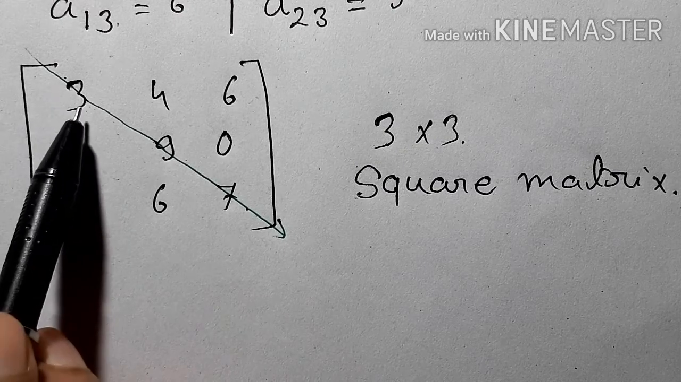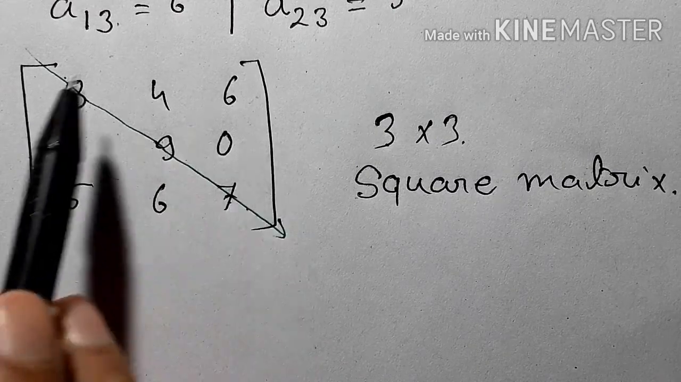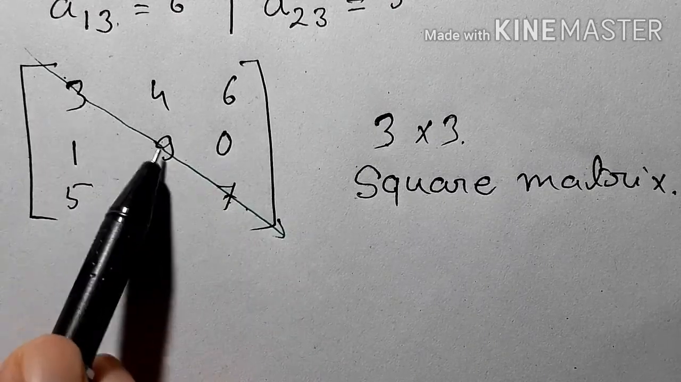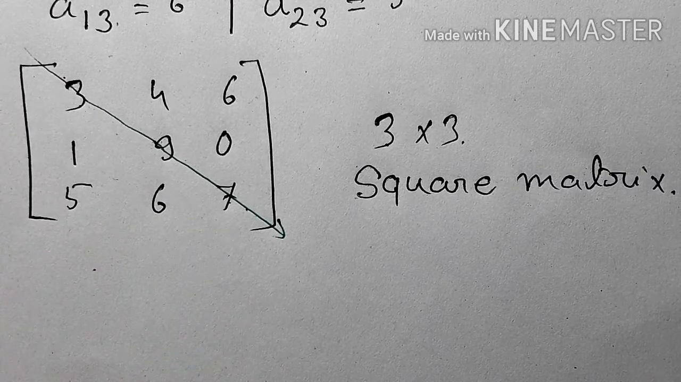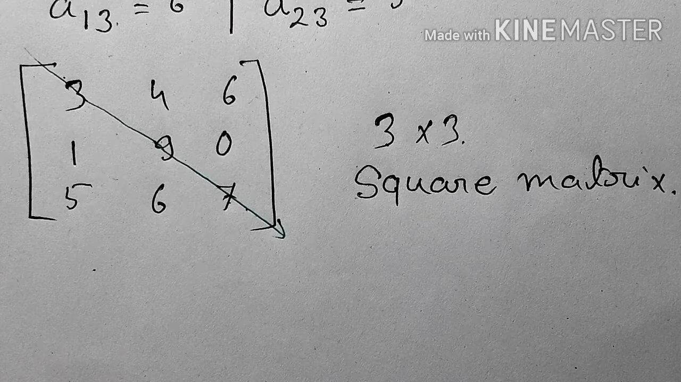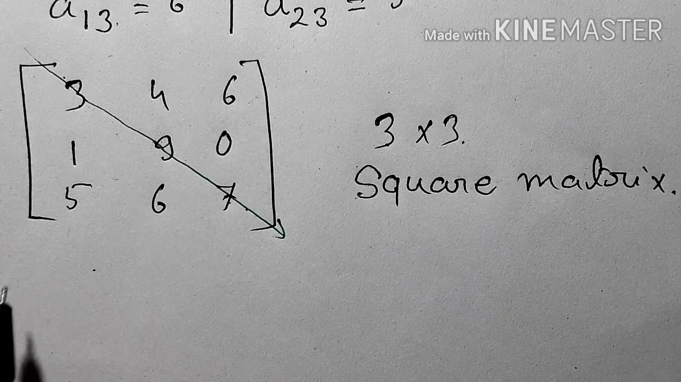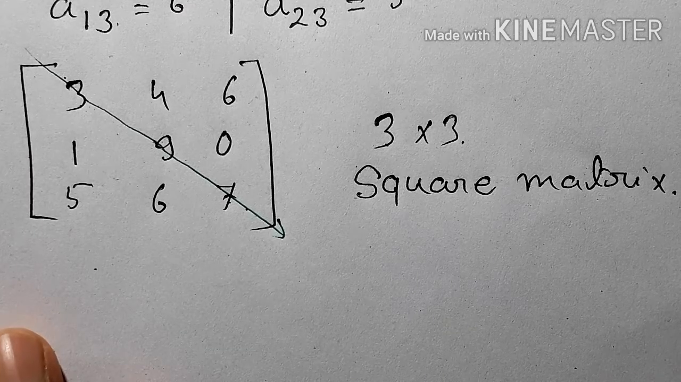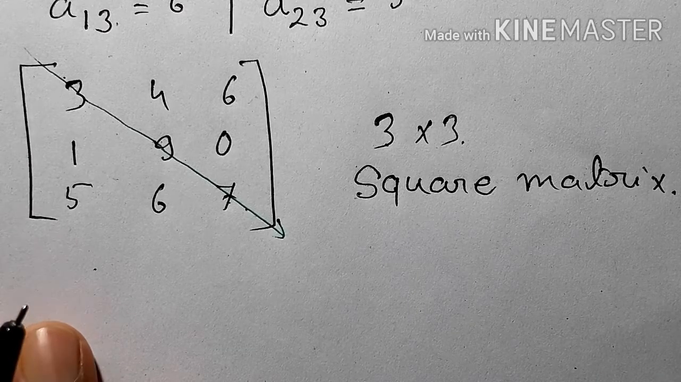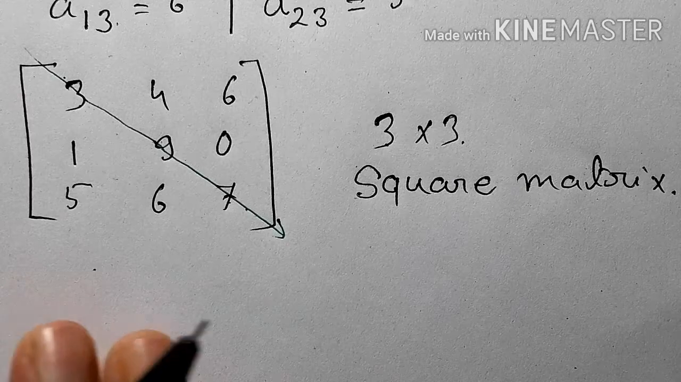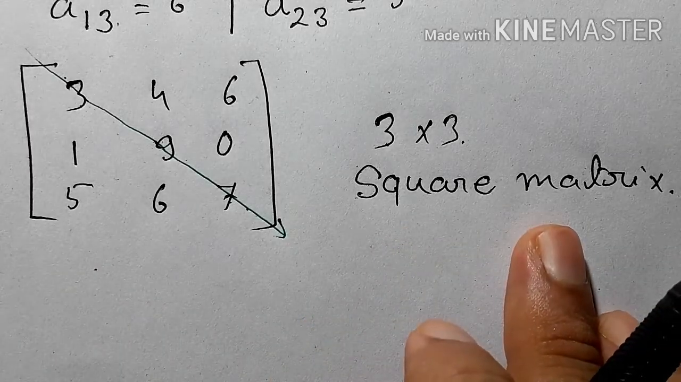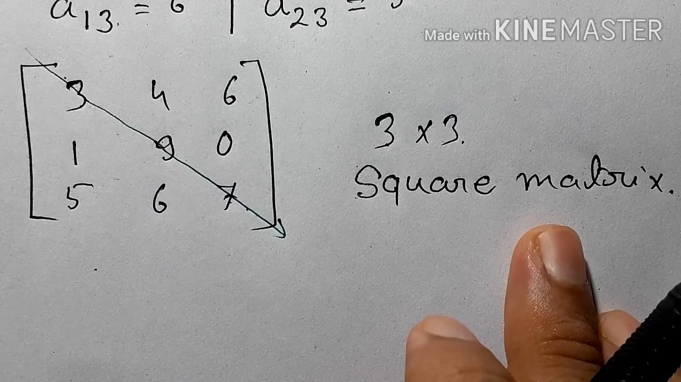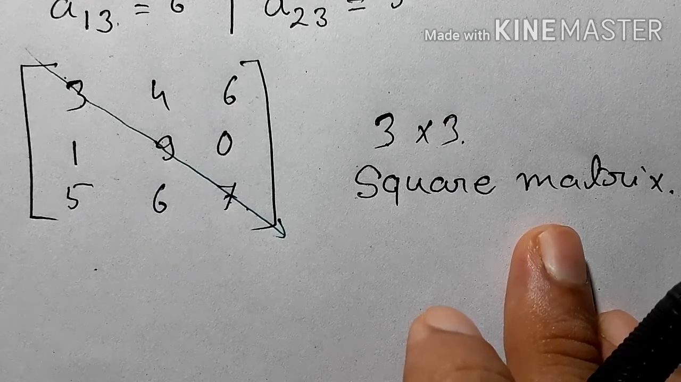And the elements 3, 9 and 7 in this matrix are the elements of the principal diagonal. This is the principal diagonal, and always remember this term, principal diagonal, is only and only related to a square matrix.